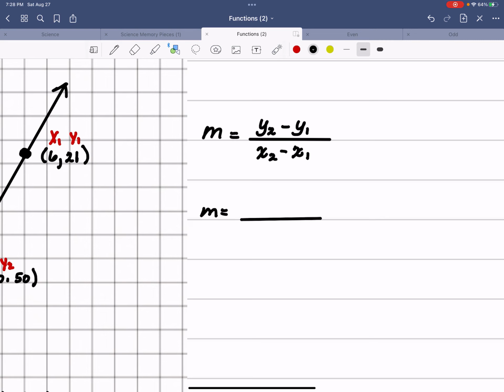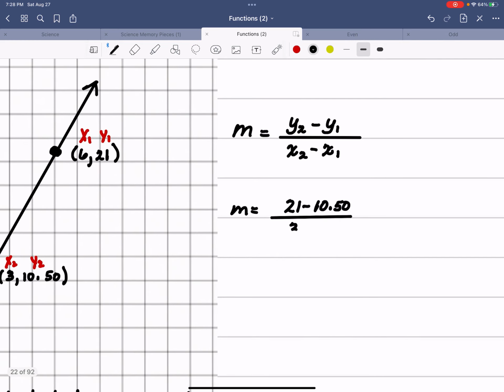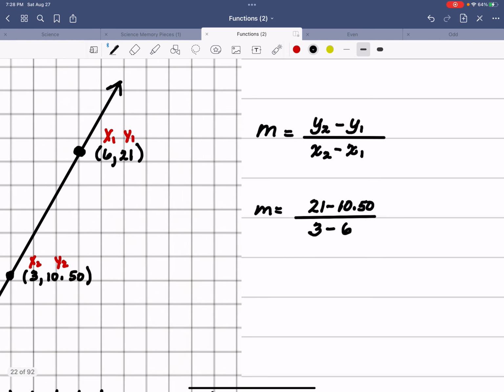And here we go. 21 minus 1050 over 3 minus 6. Now something's wrong here. My y's are out of order. How did I know something was wrong? I was about to come up with a negative slope. Let me go ahead and do it for you. This is wrong, so don't write it down. That would be 1050 over negative 3.